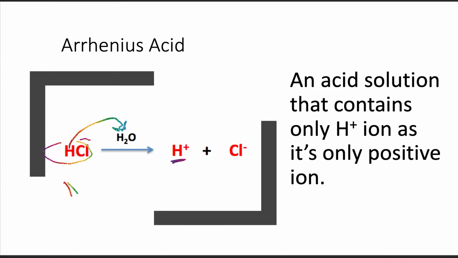Another example would be H2SO4. As you can see, there's a hydrogen. There are two hydrogens though, but the fact that it has a hydrogen in front of it would make it an acid.